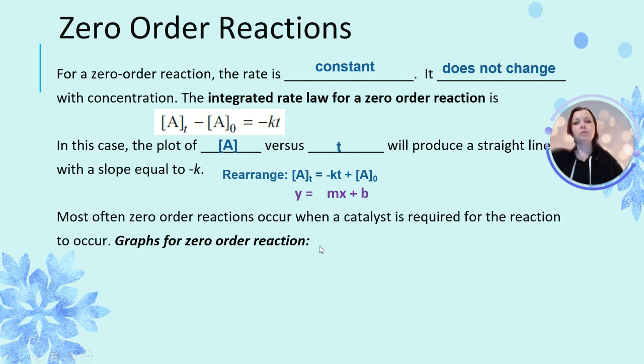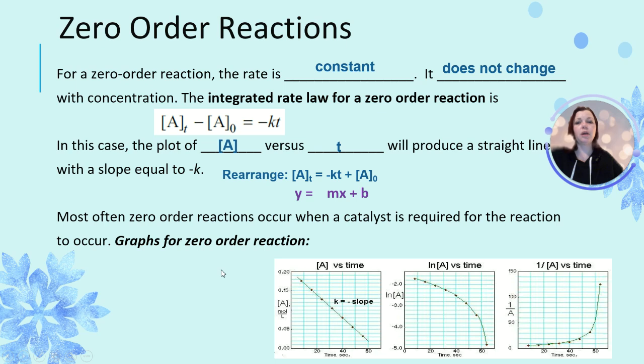Most often, zero-order reactions occur when a catalyst is required for the reaction to occur. We also see them if you have one species that's in great excess compared to the others that are present in the reaction. So this is what the graphs would look like. The reason I'm showing you these three graphs is that these are the three graphs for zero order, first order, and second order, and we're going to look at each one of them.